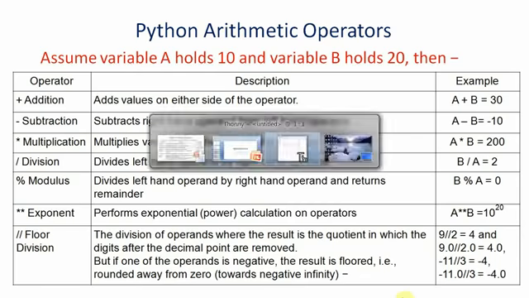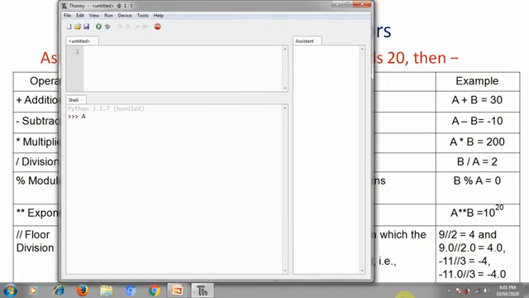We will see the execution of it in turn. a is equal to 10, b equal to 20. Now a + b gives 30, a - b gives -10, a * b gives 200, b / a gives 2, b % a gives remainder 0, a ** b will give 10 raised to power 20.